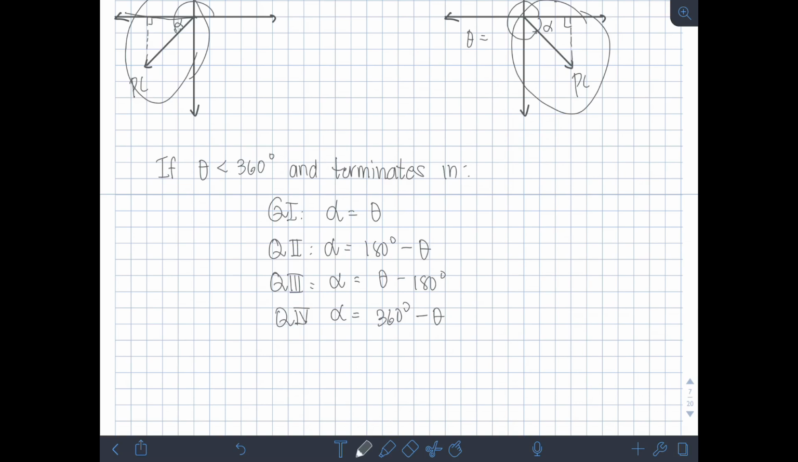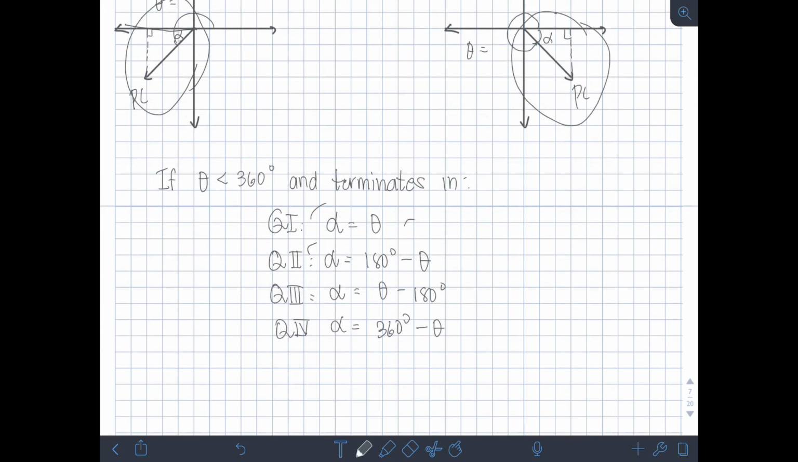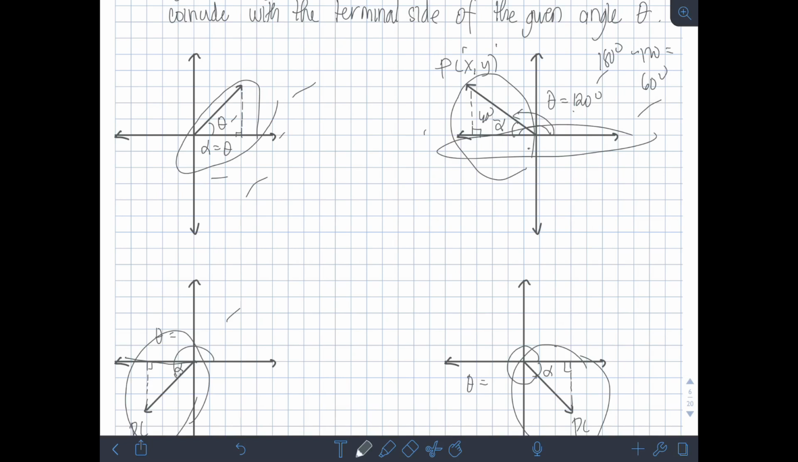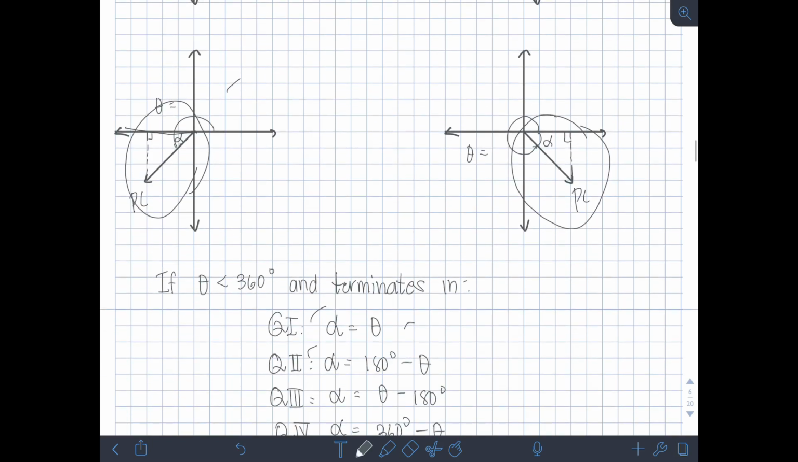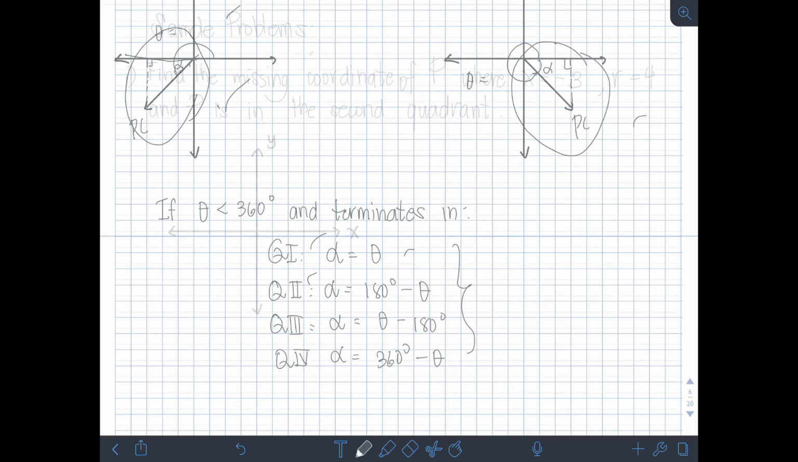So, if theta is less than 360 degree and terminates in quadrant 1, alpha is equal to theta. So, base dun sa example ko, di ba? Equal sila. Kapag quadrant 2, alpha is 180 degree minus theta. So, base rin dito sa example ko, 180 degree minus theta na 120 degree, nakuha natin yung alpha na 60 degree. Kapag quadrant 3 naman, this time, ang formula is reference angle alpha is theta naman minus 180 degree. Okay, nasasolve nyo yung alpha. Kapag quadrant 4, this time, alpha is equal to 360 degree minus theta. Okay, so, ito yung formula para mahanap natin yung reference angle.